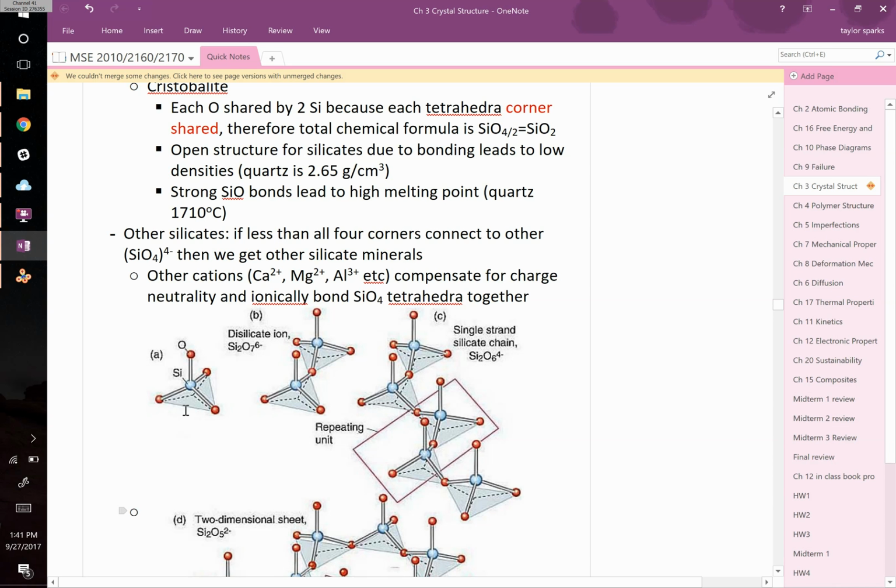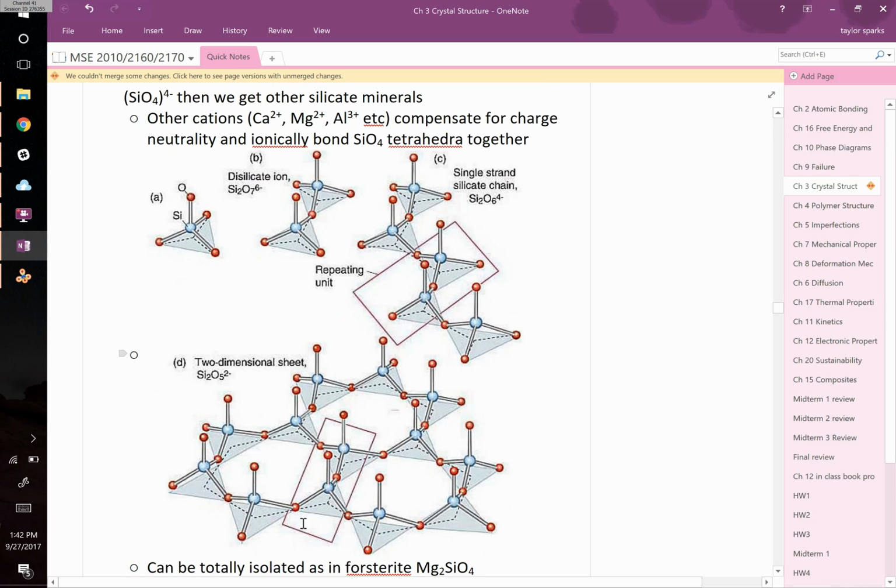And if you do the math, silicon is going to be +4. Oxygen, there's 4 of them, they're -2 each. So it's +4 and -8. That doesn't add up. So in order for this thing to be charge balanced, you have to start sharing with one another, right? You can start sharing oxygens, like these 2 tetrahedra are sharing to form a disilicate ion, and now you've got Si2O7 6-. They can share in a repeated fashion, like a chain. That's Si2O6 4-. They can form sheets, and now you've got Si2O5 2-, right? But you basically start putting these things together.